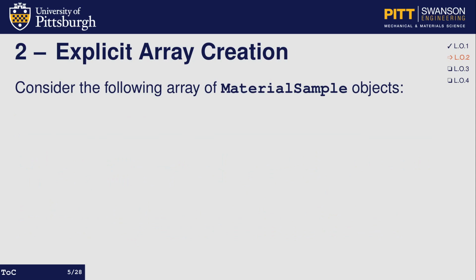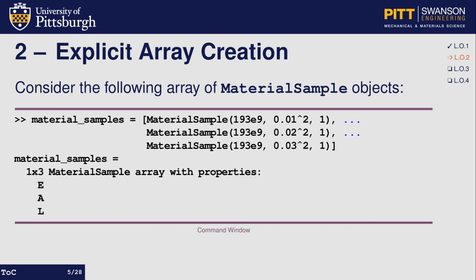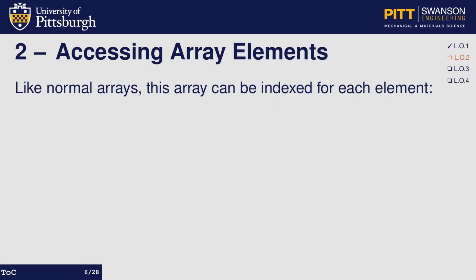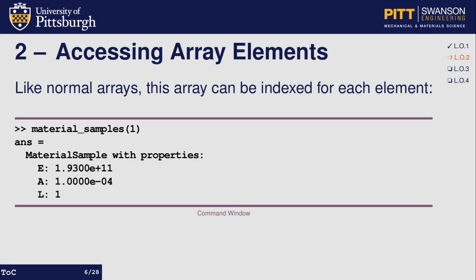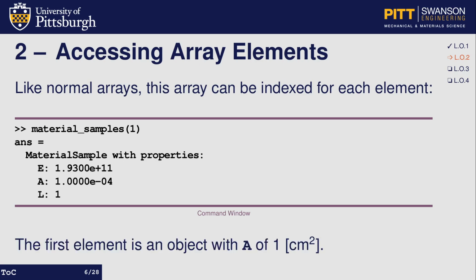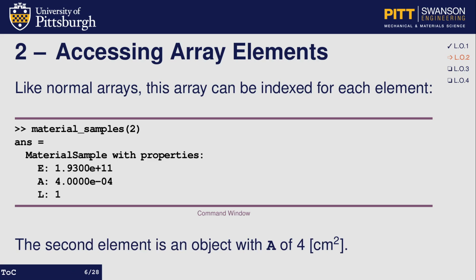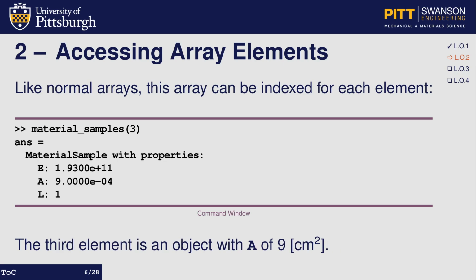Now, considering the following array of objects. It's an array of 3 MaterialSample objects, each with slightly different areas. Just like normal arrays, this one can be indexed for each element. We access the first element using the index 1, and we see each of its properties listed out. Notably, the area here is 1 square centimeter. The second element has an area of 4 centimeters squared, and the third has an area of 9 centimeters squared.